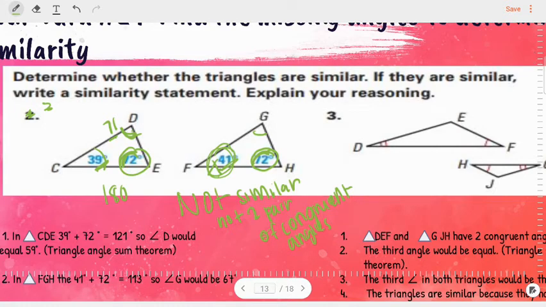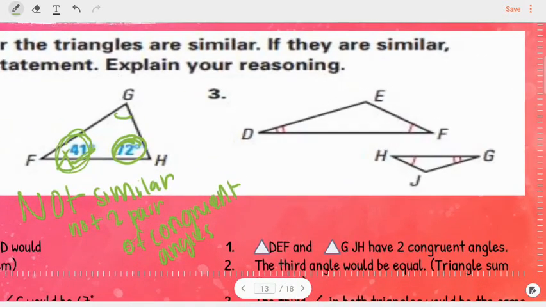And if I look at this last shape, there's no measures, but F is equal to H, G is equal to D, so this would be similar because I have two pairs of congruent angles.